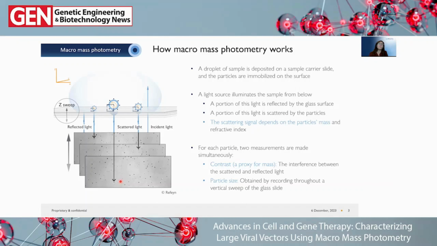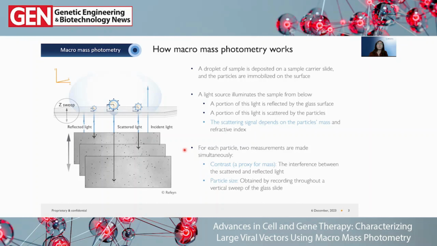When we have particles of different masses, they will be measured at different contrasts. Smaller particles, or particles with lower mass, will have a lower contrast signal compared to particles with a larger mass. So this is one of the two parameters that macromass photometry measures, the contrast, or proxy for mass. The other parameter is the particle size.